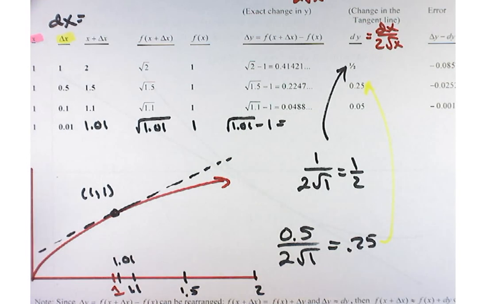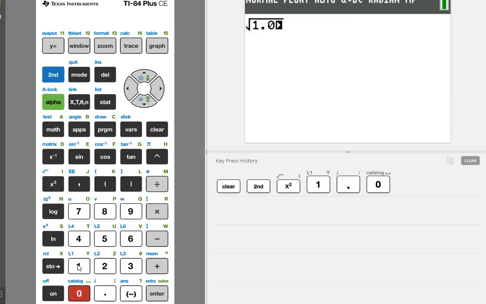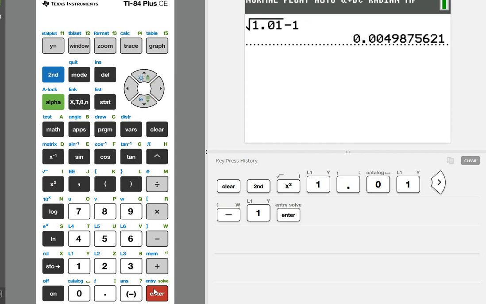Square root of 1.01 minus 1. And calculator to do that part. Square root of 1.01 minus 1. Should be pretty small. 0.00498.